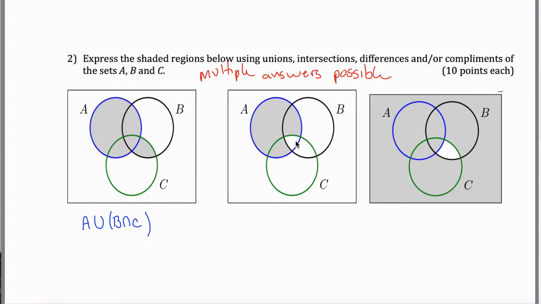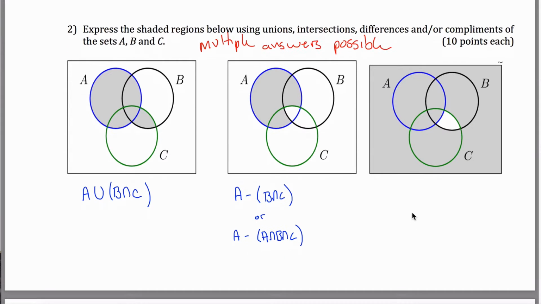What about this one? Well, similar. I almost have all of A. I just got to get rid of this middle region here. So what am I going to get rid of? Well, I could get rid of B intersects C. That would do it. You could also get rid of A intersect B intersect C if you felt like it. Sure, there's other answers you could do as well, but I'll just leave it with those two for now.